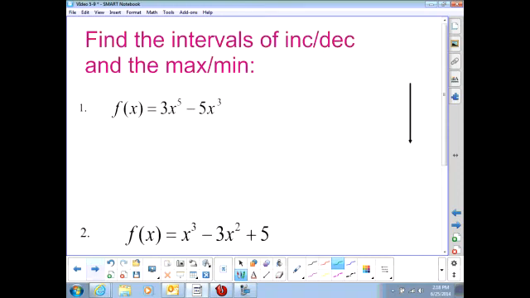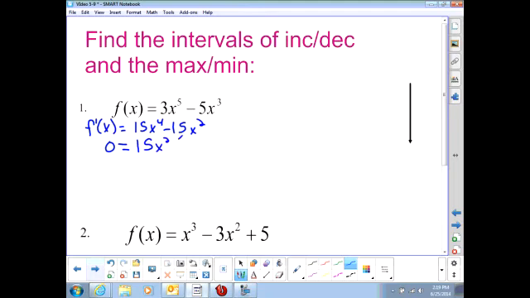So I'll look at a couple examples using the first derivative test to find the increase and decrease intervals and the maxes and mins. So we'll start out, we'll take the derivative, which in this case will give us 15x to the fourth minus 15x squared. This derivative exists everywhere because it's a polynomial, so we don't get any critical numbers from the derivative not existing, so we'll just set the derivative equal to 0.